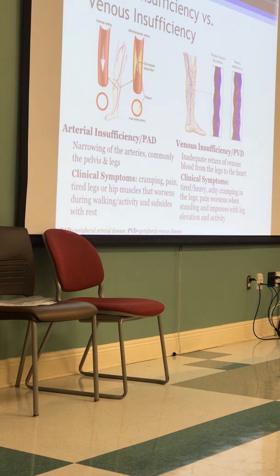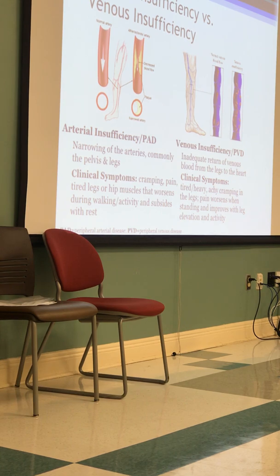Arterial insufficiency versus venous insufficiency. Remember, arterial insufficiency: if there are pulse issues, it's arterial. If there are no pulse issues, it's probably venous. Okay? Make sense? That's easy.